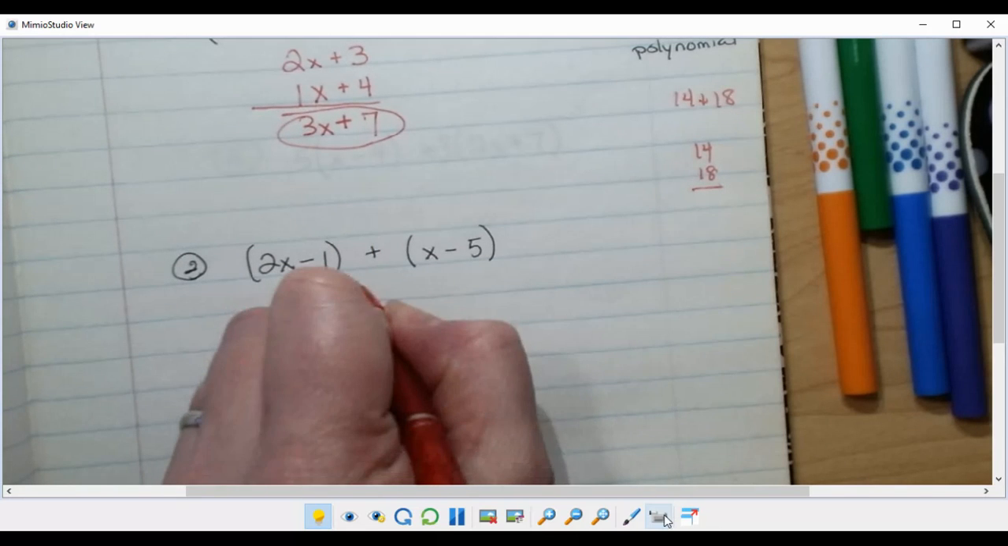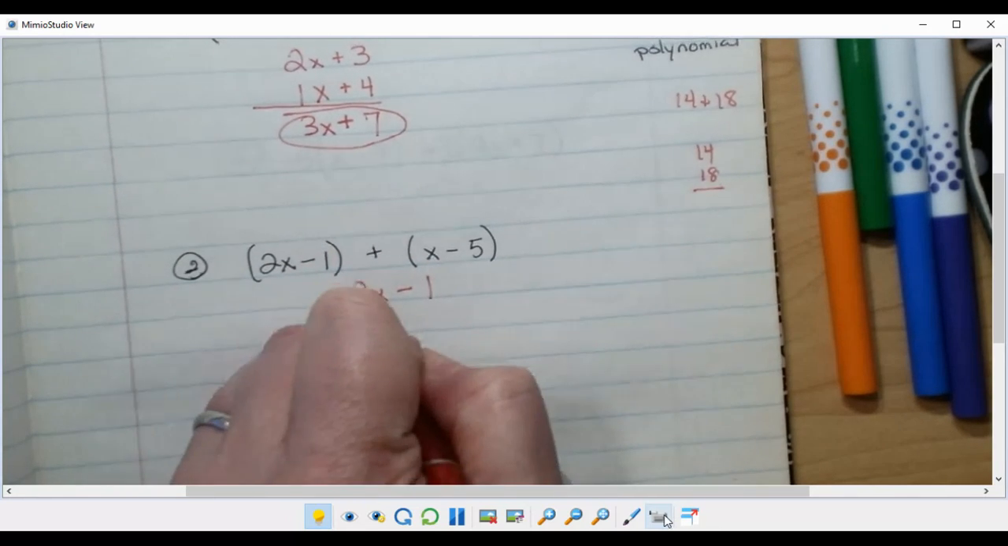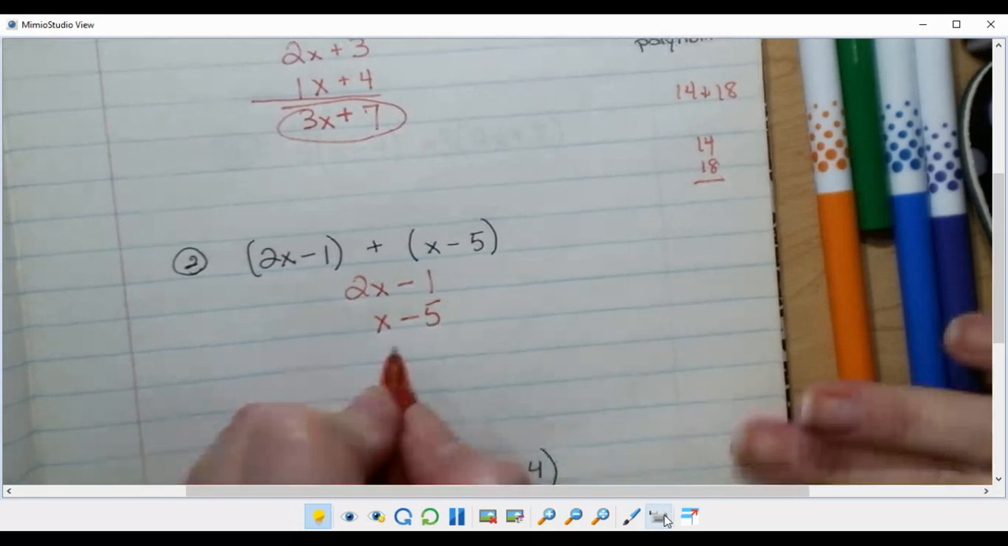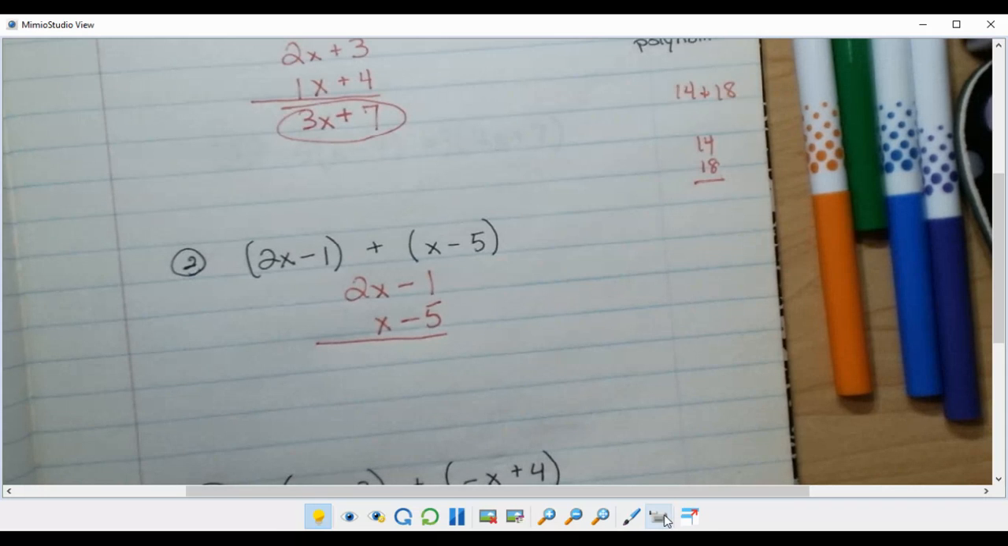So let's stack these. 2x minus 1, the x will go underneath, and the 5 will go underneath the 1. Again, I'm adding. You can put the plus sign or not. I don't do it because when we do subtraction, you don't write the subtraction sign. That gets taken care of in a different thing. So it's just kind of a habit that I like to be consistent.